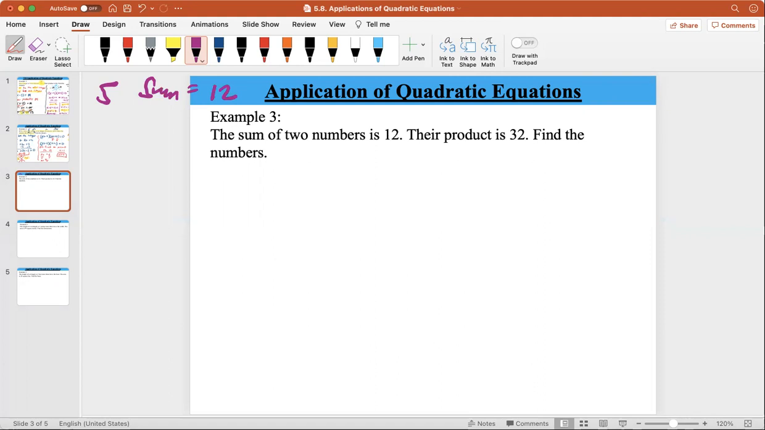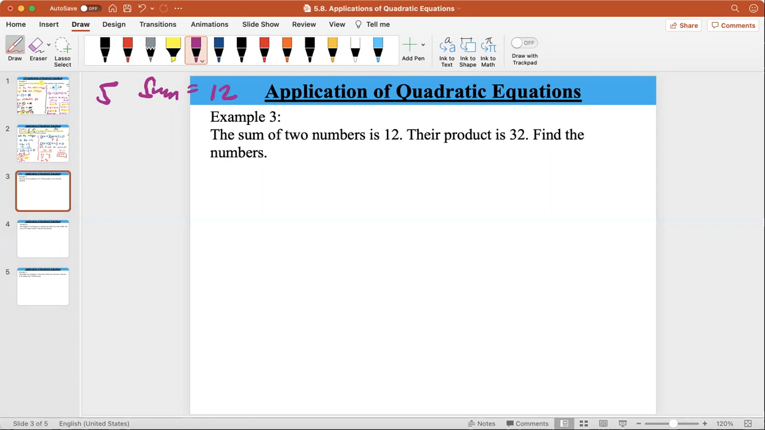If 5 is one of the numbers and their sum is 12, the other number is 7. How do you do that? You can do 12 minus 5 to get 7, right? So yes, you're right, 7. So the two numbers are 5 and 7.